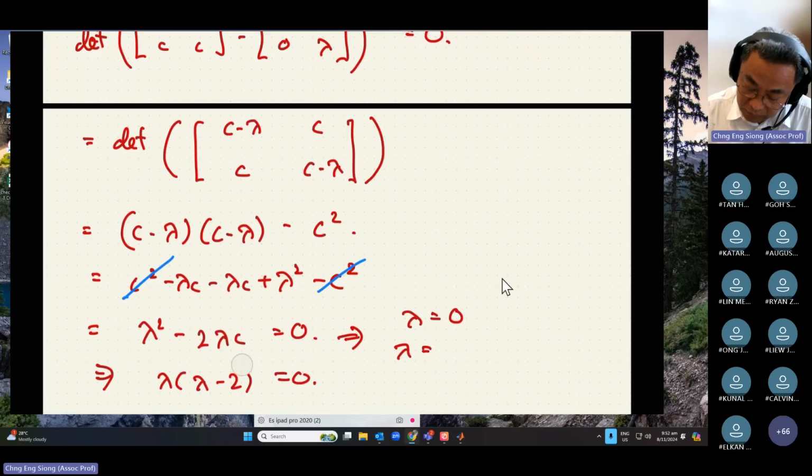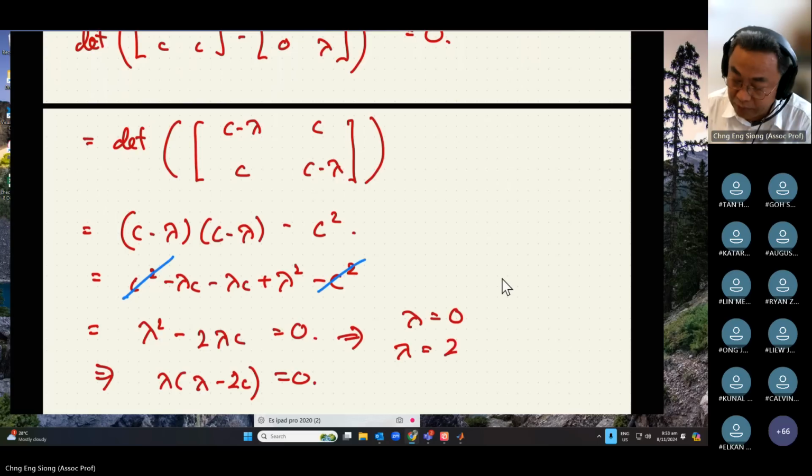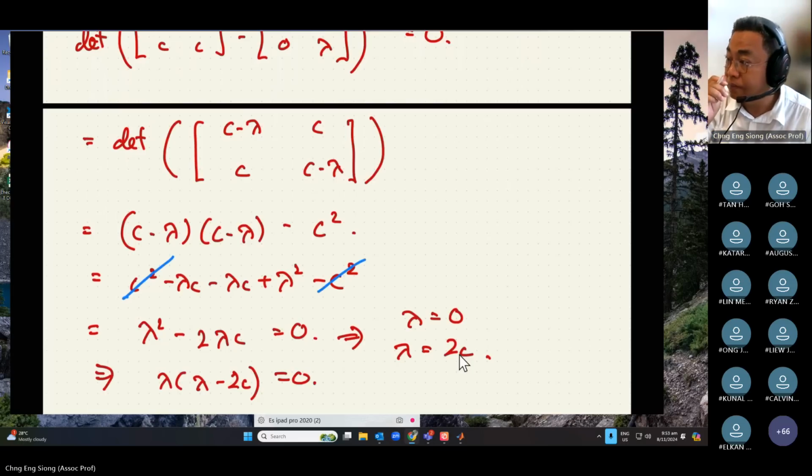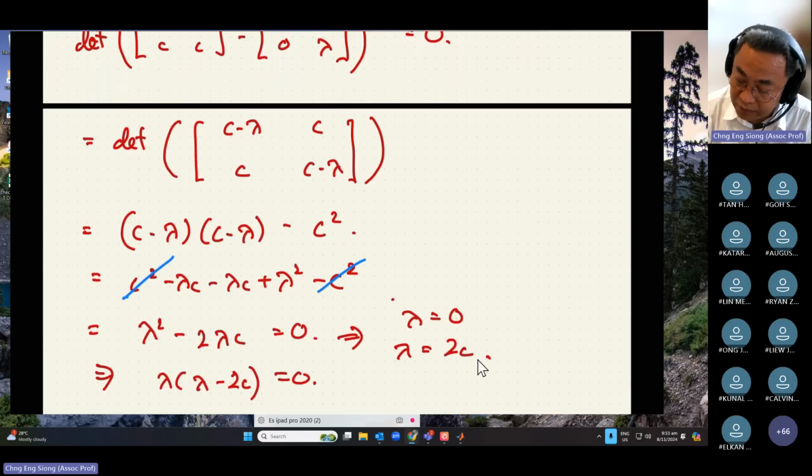I made a mistake here. What should the number be? Lambda squared minus 2C lambda. Therefore, lambda equals 0 or 2C. So when C equals 1, lambda equals 2. You can go and verify on the top. Okay, so this is the answer for the eigenvalues.